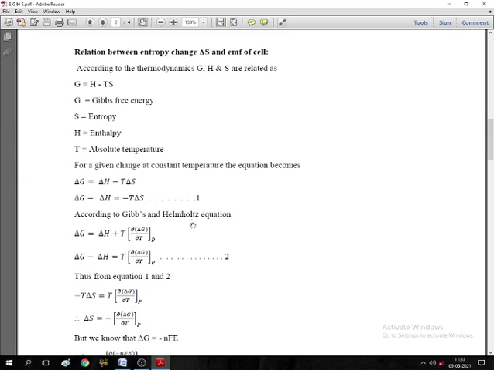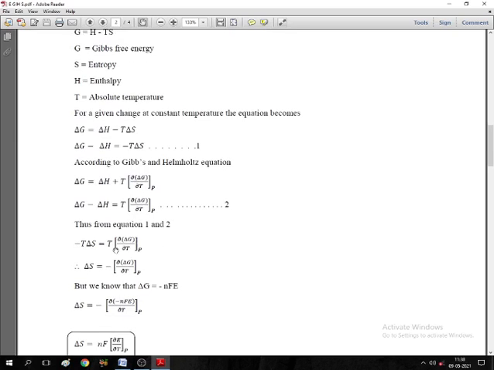Now compare equation 1 and 2. The left hand side of both equations is the same, therefore we can say that the right hand side of equation 1 and the right hand side of equation 2 will be the same, and therefore we can write minus T delta S is equal to T into bracket dou delta G by dou T at constant pressure. Therefore delta S is equal to minus dou delta G by dou T at constant pressure. But we know that delta G is equal to minus nFE.